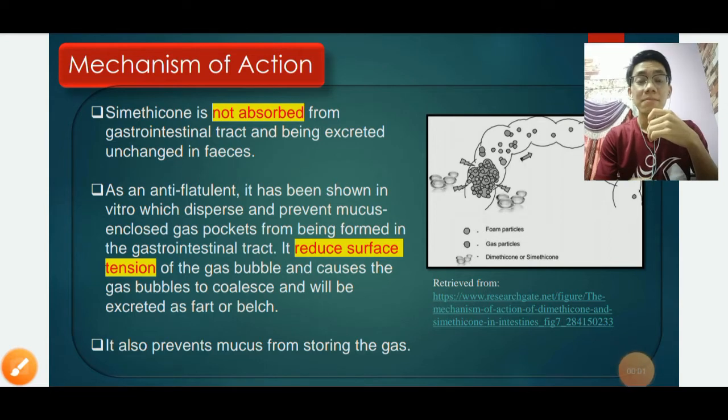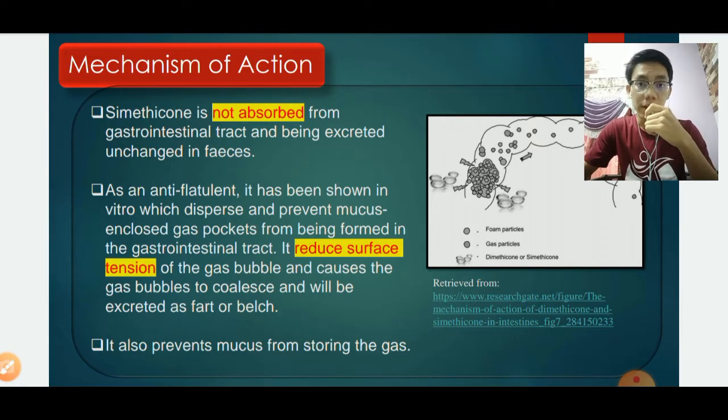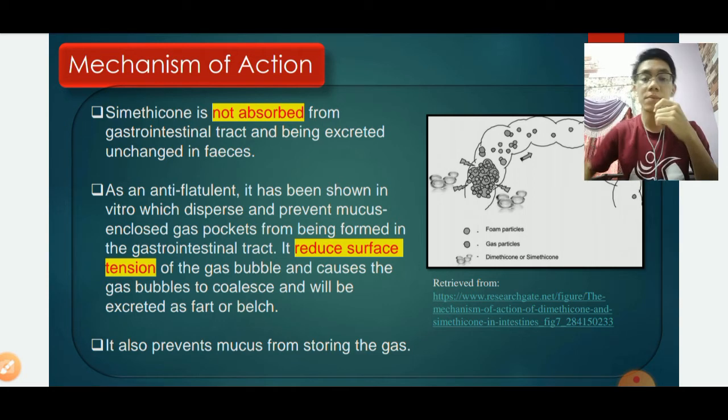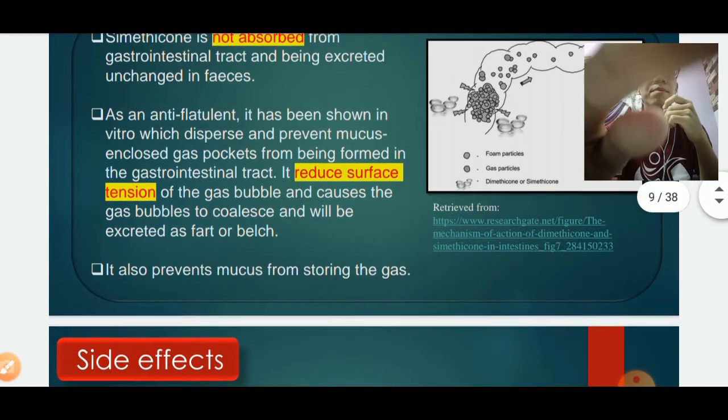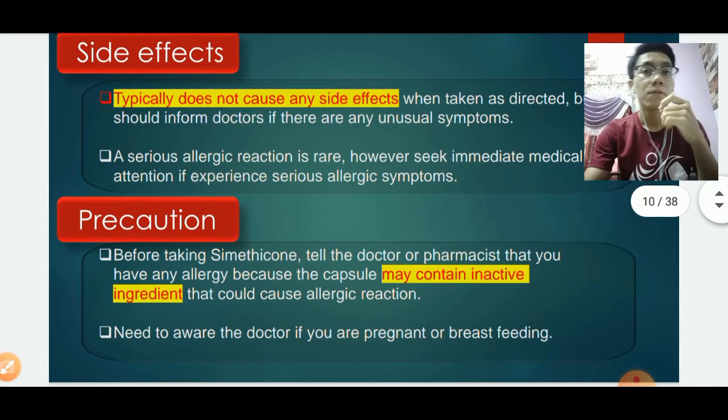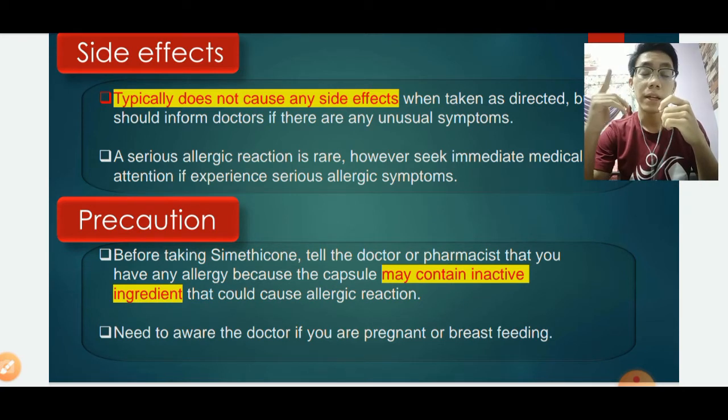Hi, I'm Naiem. So, the mechanism of action of simeticone. It cannot be absorbed by our gastrointestinal tract, thus it will be excreted unchanged via feces. Simeticone prevents the formation of mucus gas pockets in our gastrointestinal tract by reducing the surface tension of gas bubbles and excreting them via flatus or belching. The side effect of simeticone is none, but if you have unusual symptoms, you must tell the doctor.